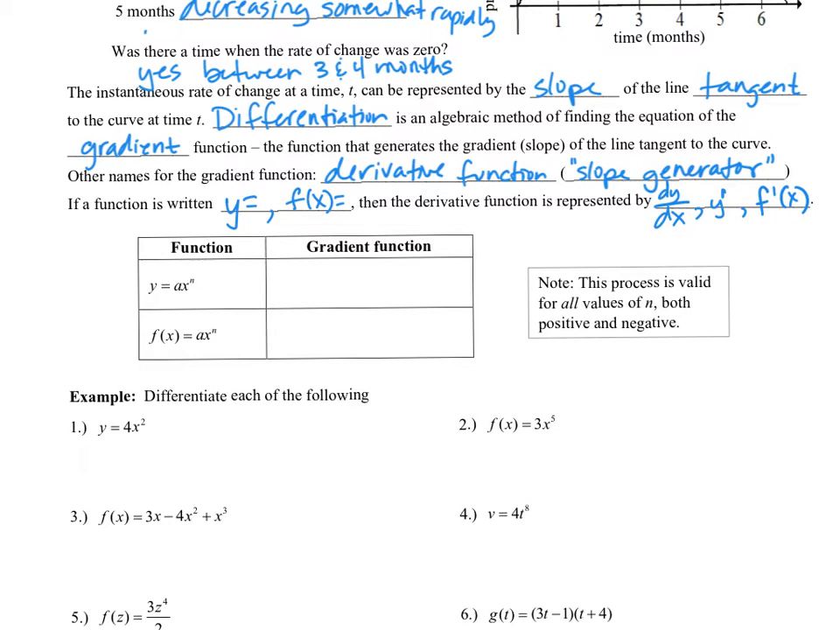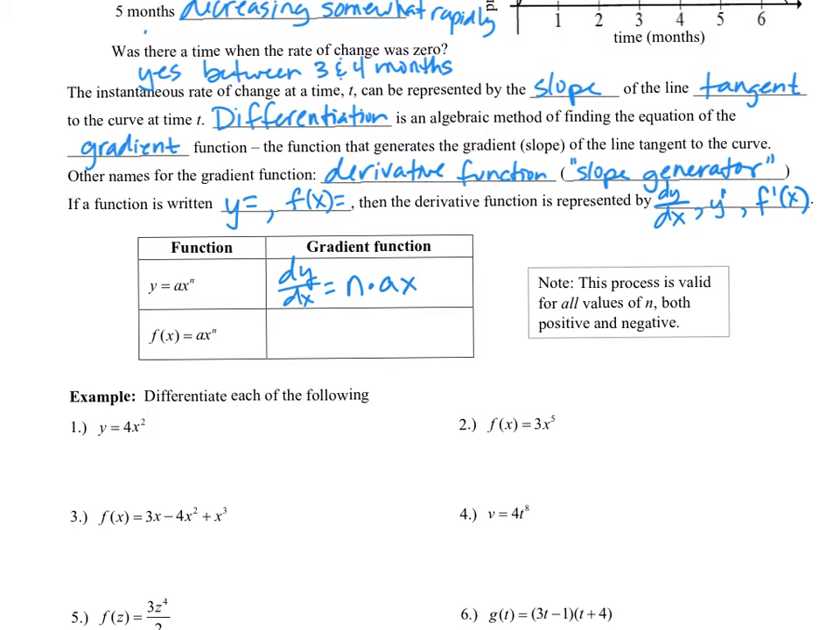Okay, so now let's learn the rule for finding the gradient function or finding the derivative of a function. So if we have a function y equals a times x to the n, to find its derivative, I'm going to write dy dx equals, I could have also written y prime equals, so either of those works. But what we're going to do is take this exponent of n, bring it around front and multiply it by the coefficient. So in other words, it's going to be n times a.